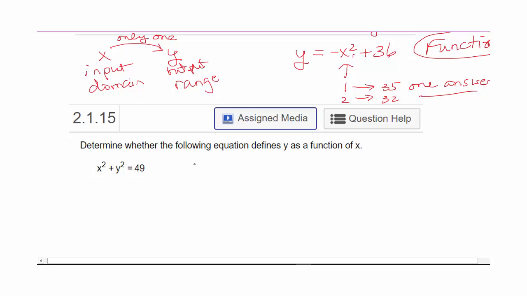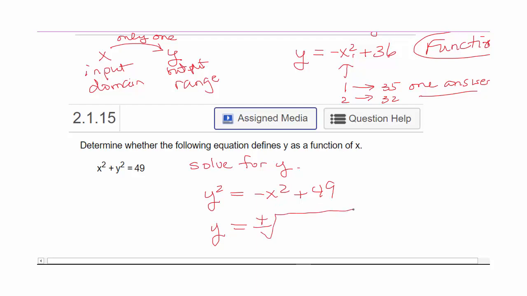I'm going to do the same thing. I'm going to solve for y. And that means, again, moving the x squared. So y squared equals -x squared plus 49. And then y is not completely by itself yet, though, is it? It's squared. And remember, we use the square root property to get y by itself when it's being squared. So if y squared is equal to -x squared plus 49, then y itself could be plus or minus the square root of -x squared plus 49.